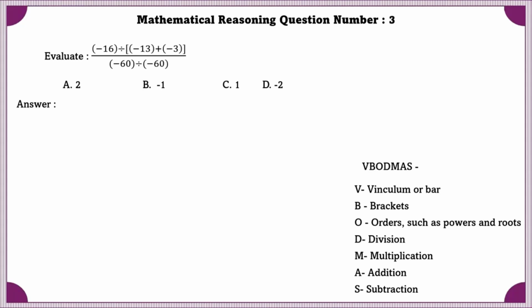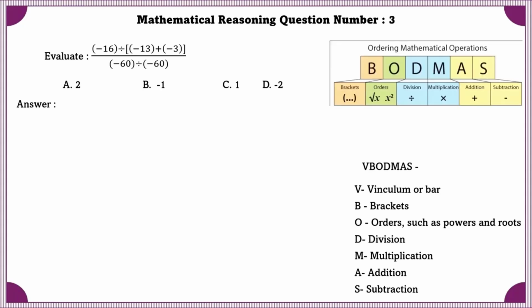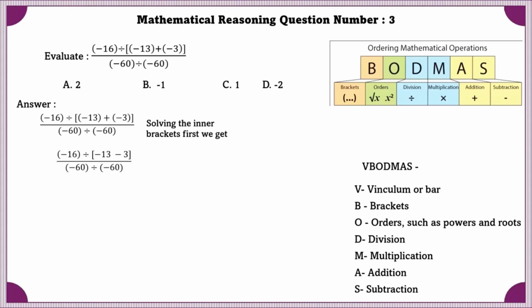Mathematical reasoning question number 3. Evaluate this given equation. In order to do this sum, we have to use the BODMAS rule. So according to the BODMAS, we have to solve the inner brackets first. So if we do that, we'll get minus 16 divided by minus 13 minus 3 by minus 60 divided by minus 60. Simplifying minus 13 and minus 3, we'll get minus 16 divided by minus 16 by minus 60 divided by minus 60. Or we can write this as fraction upon a fraction, and simplifying this equation, we'll get answer as 1.